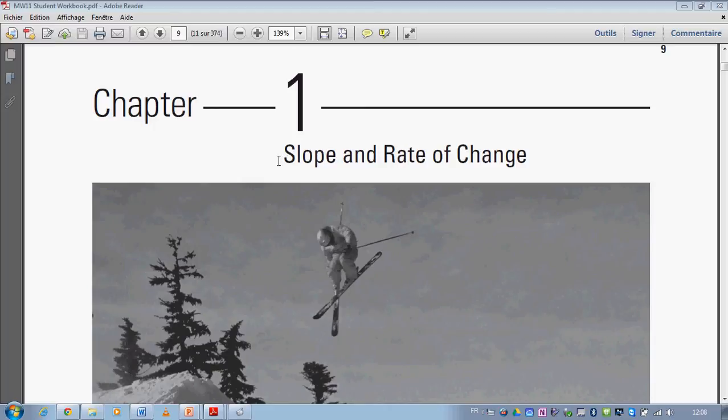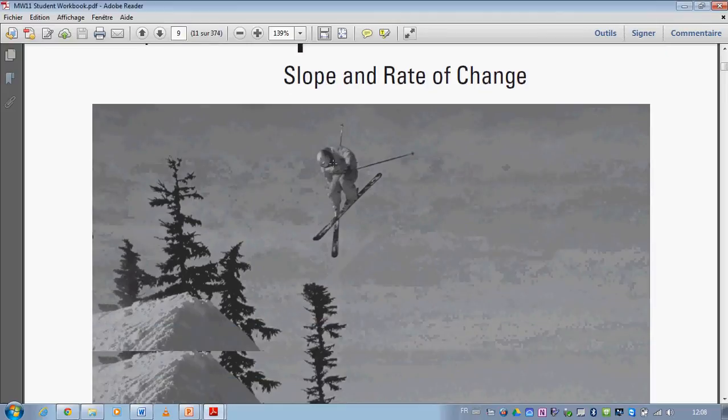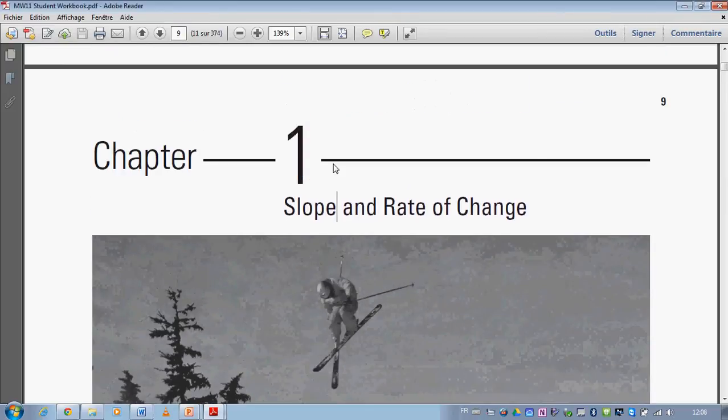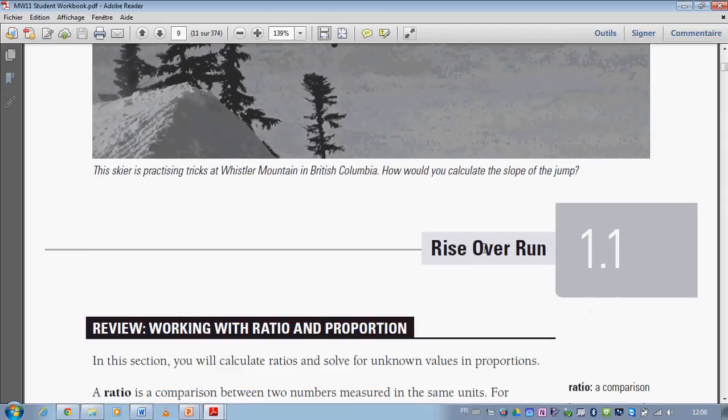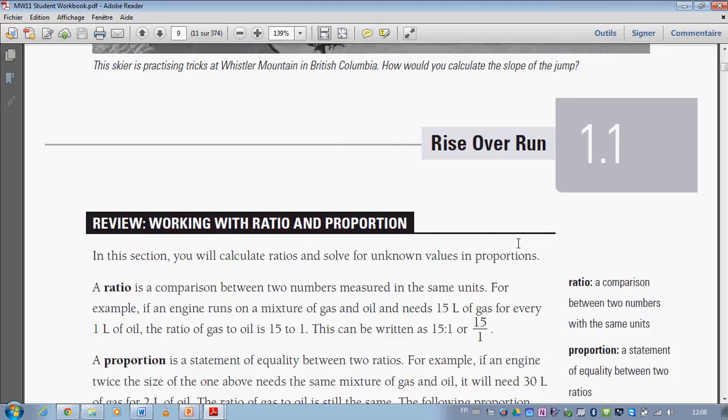Hey everyone, and welcome to Math 20, Chapter 1, Slope and Rate of Change. So what I'm going to do is go over the first little subtopic of Chapter 1. We're going to start with 1.1, rise over run.